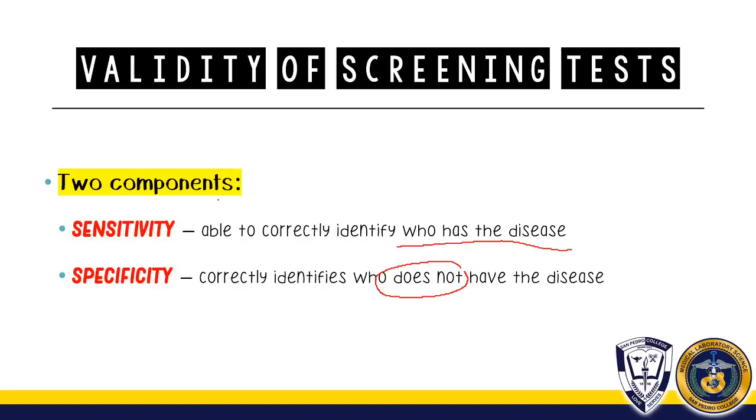Sensitivity, from the word itself, sensitive, means that no matter how minute the number, or how small the presence of the pathogen or microorganism inside our body, it can detect it. Of course, the more it can detect, even the smallest presence of that pathogen, the better. Whereas specificity, from the root word specific, means it can rule out a certain individual who does not have that disease.